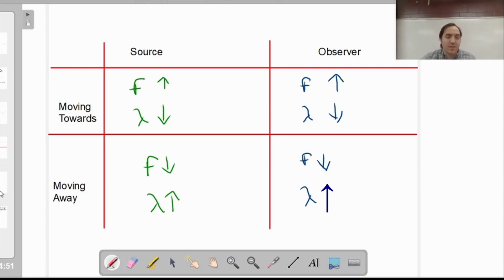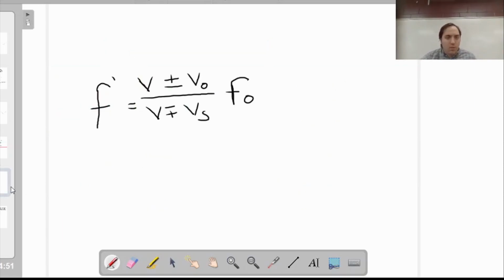The equation for all this is this one. This is not one that's going to be on an AP exam, but it is very representative. Let's break it down for a second. V, in this case, is the wave speed of the medium.